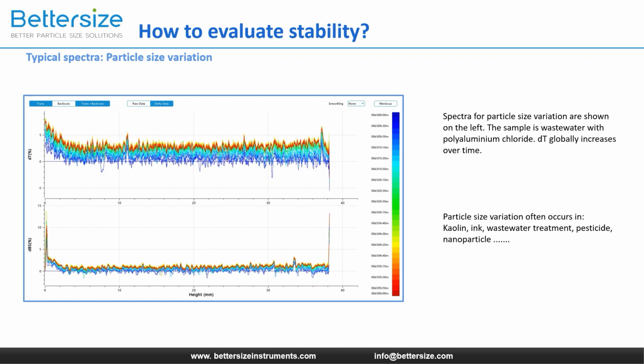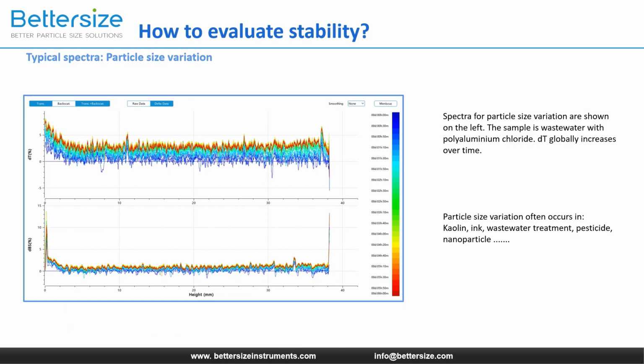Here is an example of flocculation. The sample is wastewater with polyaluminum chloride, and the suspended particles started to coagulate and then flocculate. Flocculation leads to large aggregates, whose particle size can reach almost a millimeter. According to the change curve of transmit signal over particle size, the transmit signal will increase. Particle size variation often occurs in coating, ink, wastewater treatment, and nanoparticle systems.